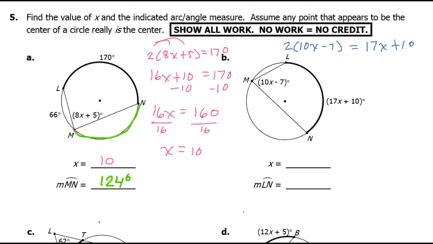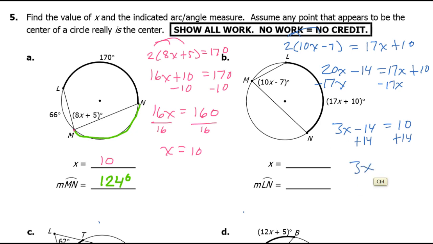So I'm just going to crank my way through this really quickly. All right, so this is going to be 20x minus 14 is equal to 17x plus 10. When I have a variable on both sides, I need to do some subtraction to get those together. So that's going to give me 3x minus 14 is equal to 10. All right, of course, then I would just add 14 to both sides. So that's going to give me 3x is equal to 24. So then when I divide both sides by 3, I get x is equal to 8. So I should have that.